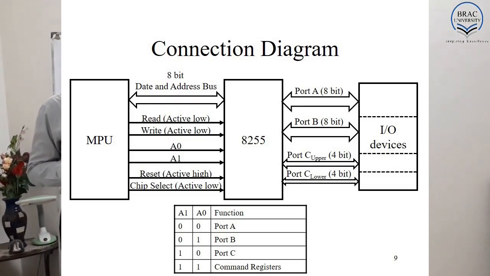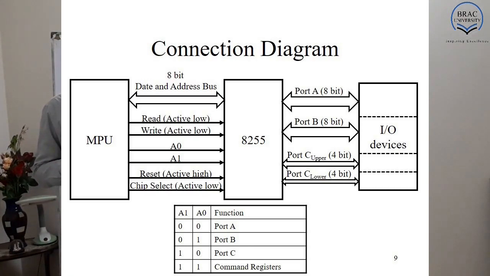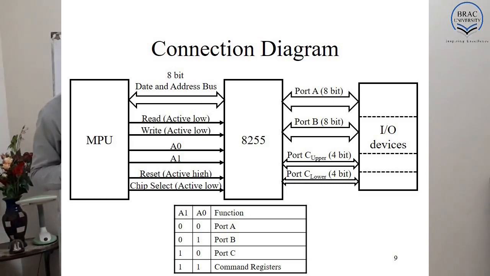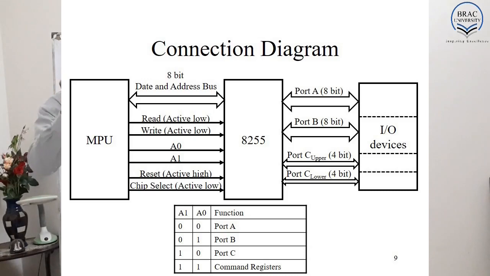And it requires some control connections. You can see here read, write, A0, A1. The processor will send the read command or write command to the interfacing IC. Then reset, to reset this programmable peripheral device, and also chip select. Chip select means that when this chip is selected, then it will work. Otherwise, this chip will not work.